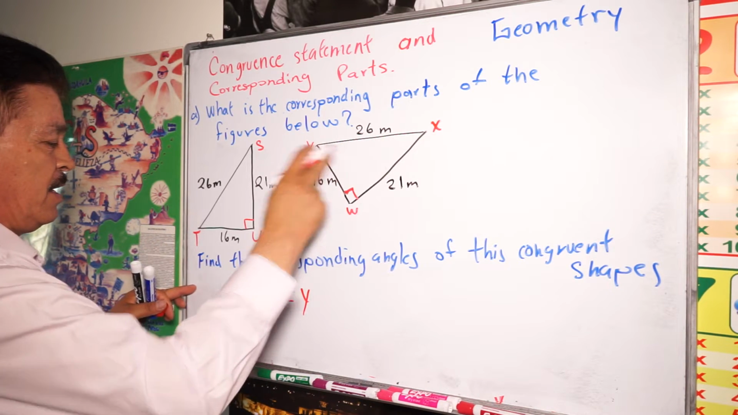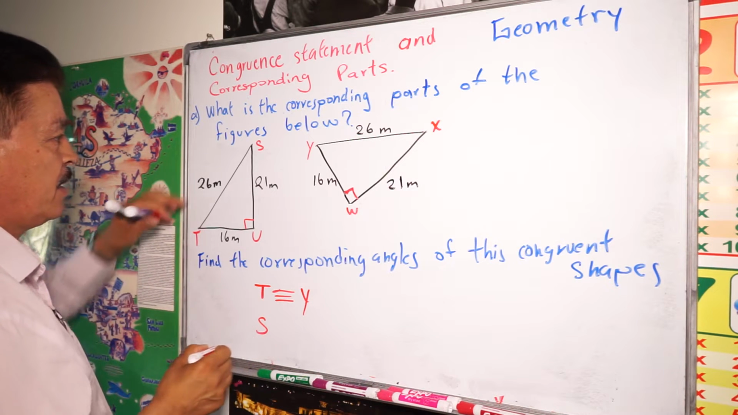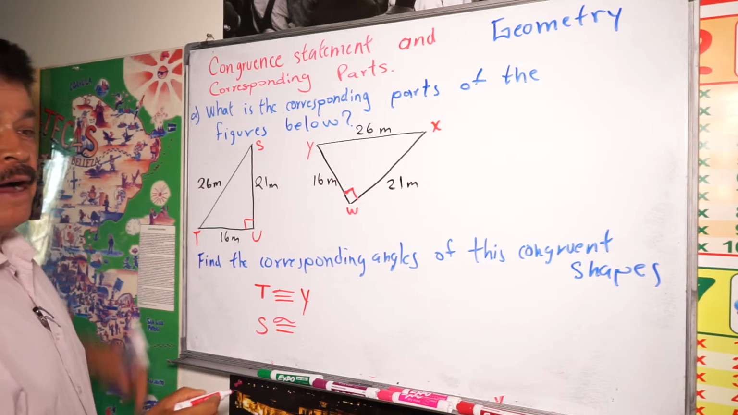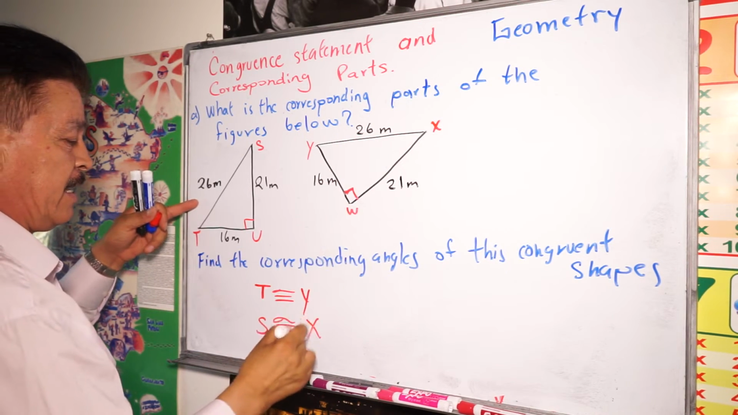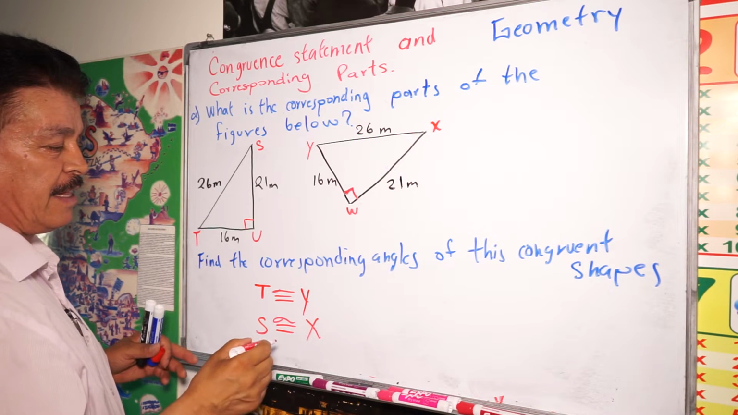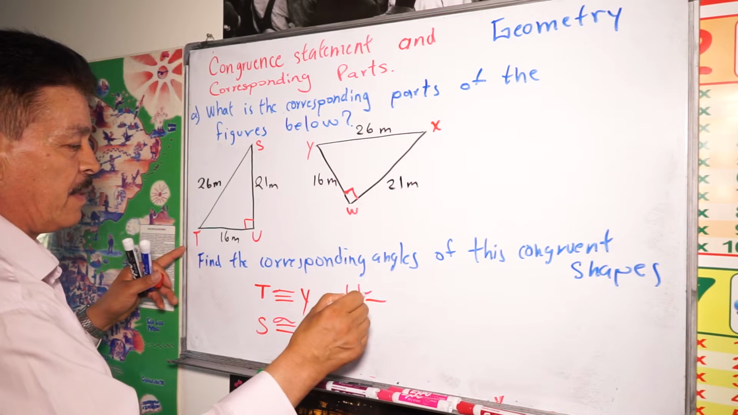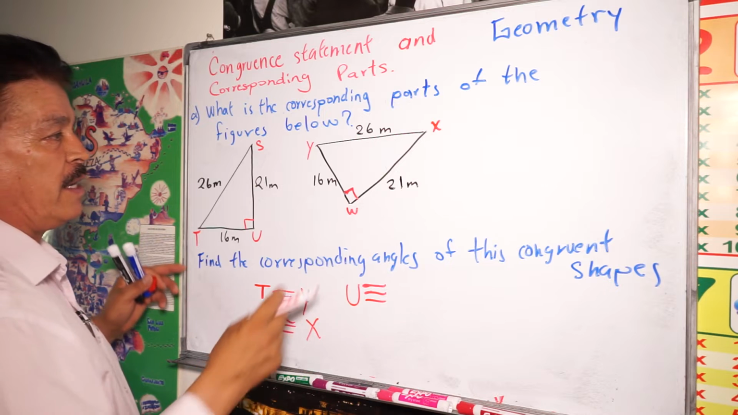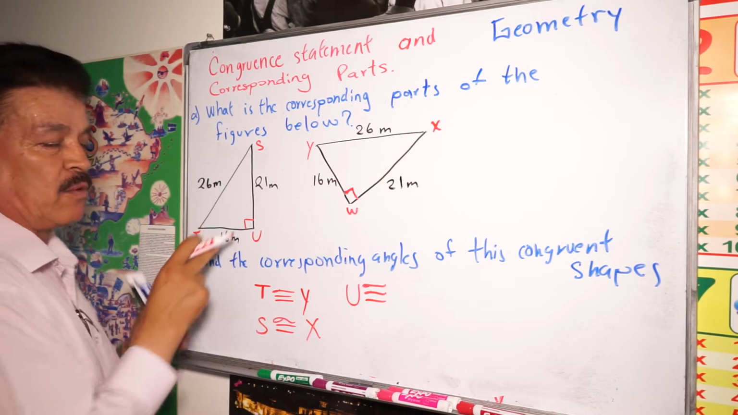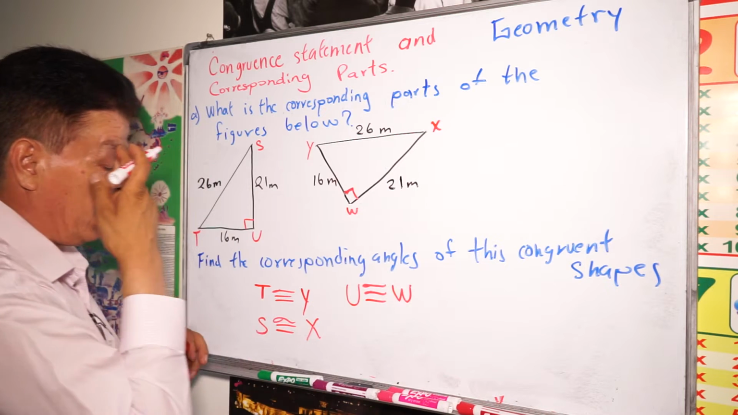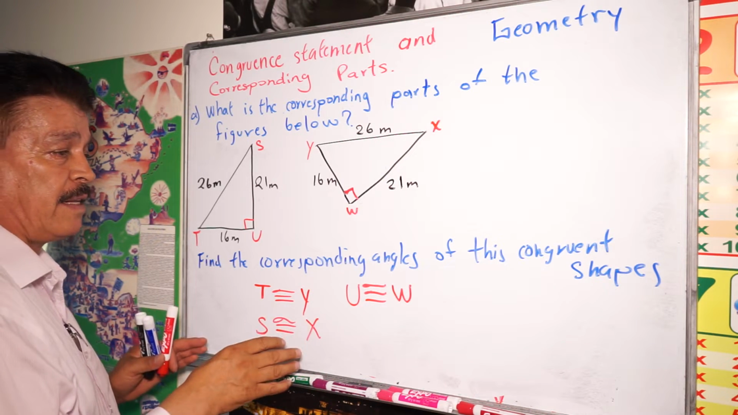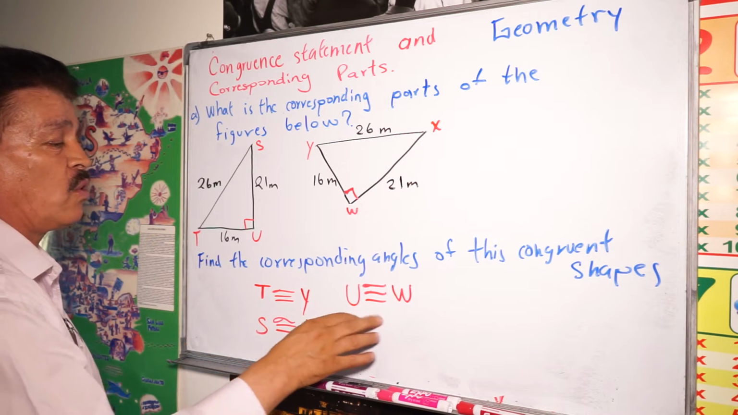Then we have another one. This angle is corresponding to, here, the 26, the X angle. These triangles are the same. See the sides, see the angles. And then the last angle, angle U, is congruent to which one? U is the right angle. Here you see the right angle is congruent to W. So these triangles have congruent angles. T congruent to Y, S congruent to X, and U congruent to W.